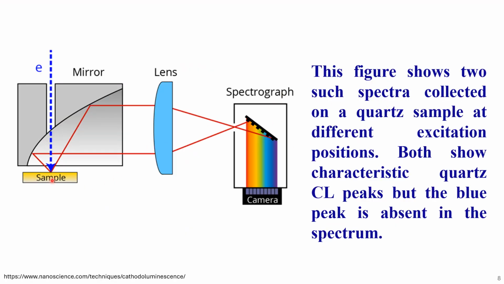This figure shows two spectra collected on a quartz sample at different excitation positions. Both show the characteristic quartz CL peak, but this blue peak is absent in the other spectrum. This spark cathodoluminescence system used a photomultiplier tube detector in conjunction with a filter wheel. This allows intensity mapping at seven distinct wavelength bands. The wavelength information can be obtained by using a color filter.